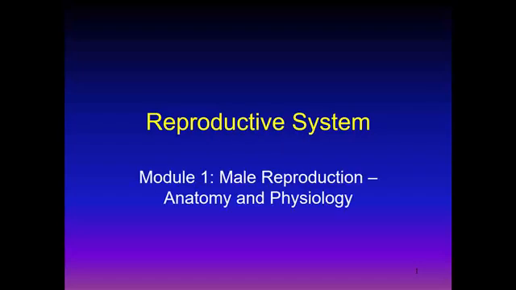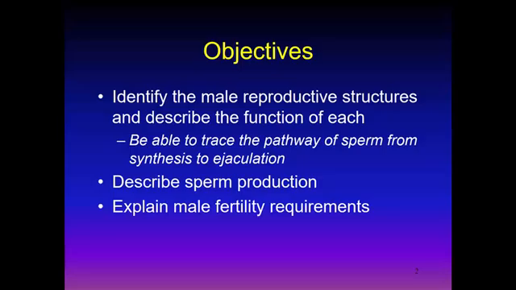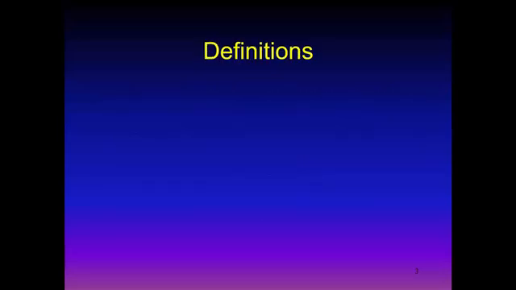The first module in the reproduction unit is male reproduction. We will be discussing the structure and function of male anatomy as well as fertility requirements and sperm production. The objectives of this module are to identify the male reproductive structures and describe the function of each. You should be able to trace the pathway of sperm from synthesis to ejaculation by the end of this presentation, describe sperm production, and explain male fertility requirements.